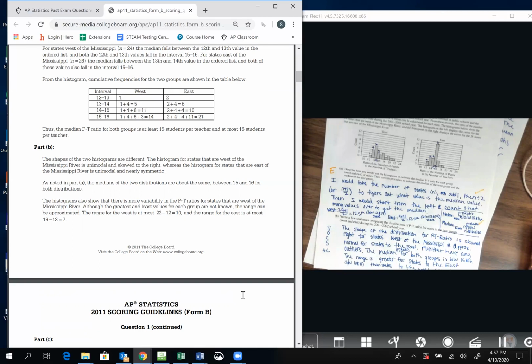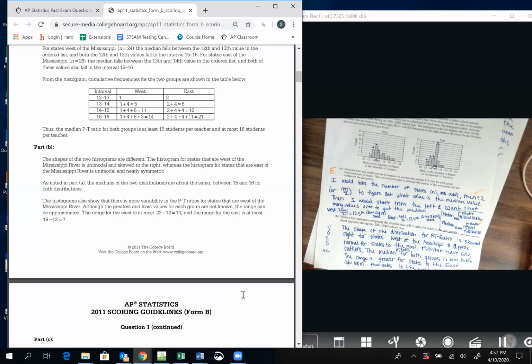And then east is unimodal, and they said nearly symmetric. I said approximately normal. It's kind of got a bell shape. I wasn't sure if I should quite call it normal since it's not, I don't know. It should be fine. We'll read the notes. As noted in part A, the medians are about the same. The histogram also shows there's more variability in the PT ratios for states that are west of the Mississippi, although the greatest and least values for each state are not known. The range can be approximated.